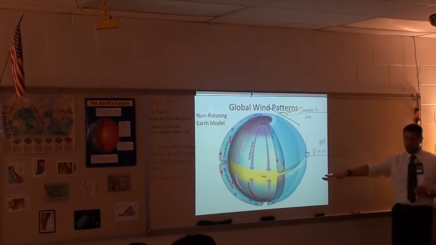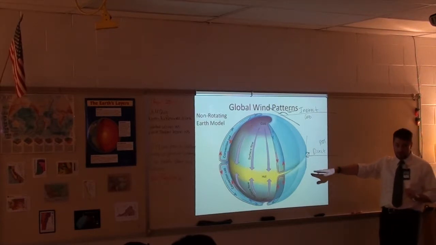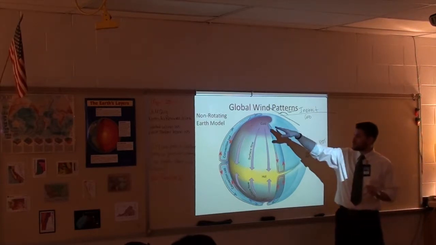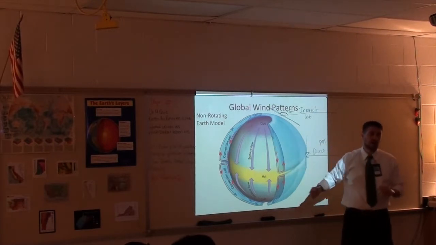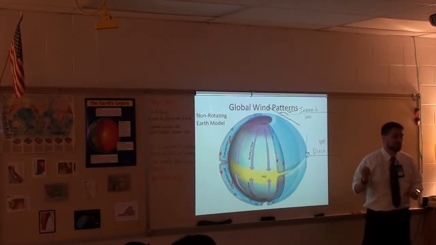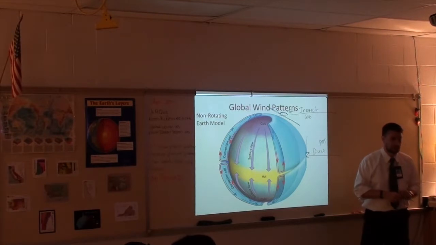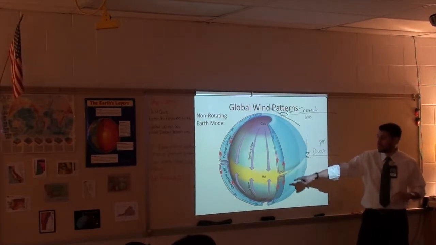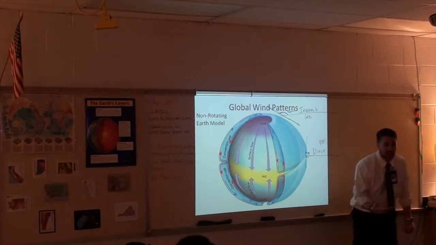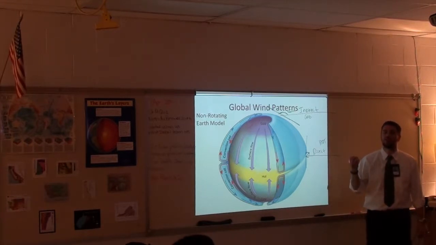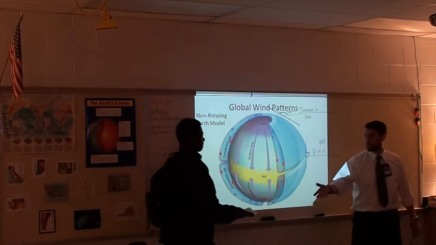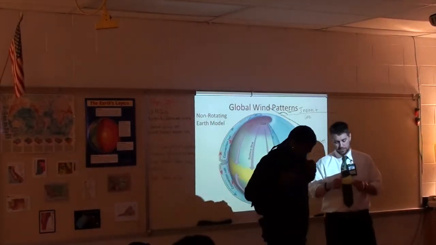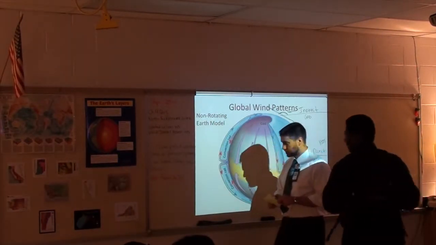So if the equator is receiving the most energy and the poles are receiving the least energy, what area is heating up faster? The equator. If the equator is hot, what happens to air when you heat it? It gets hot, and then it moves.